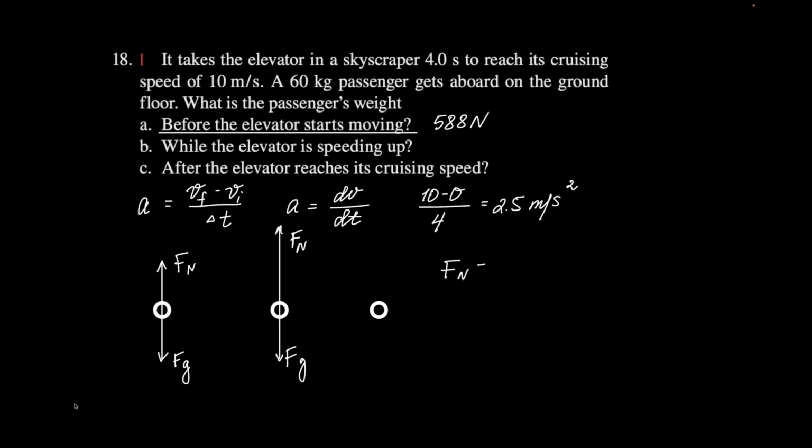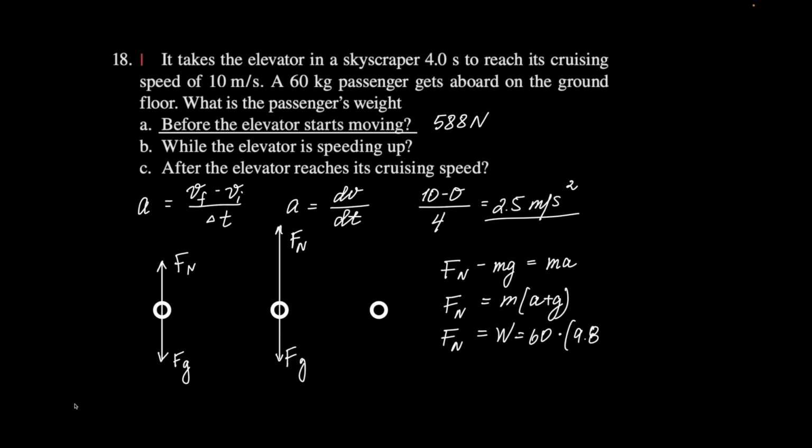F normal minus mg should be equal to ma. Therefore, Fn is mass times both accelerations added together. So therefore, normal force, which is the weight in this case, is going to be 60 times, since we got the acceleration to be 2.5, then we have 9.8 plus 2.5, 738 newtons.